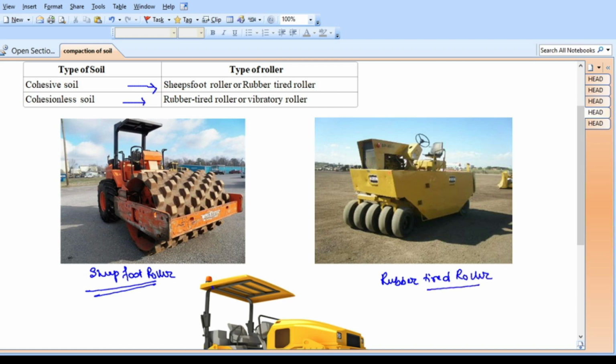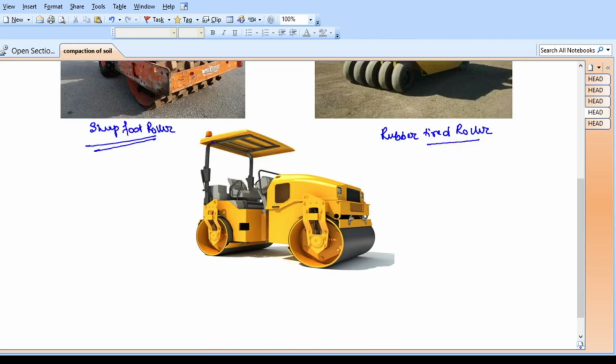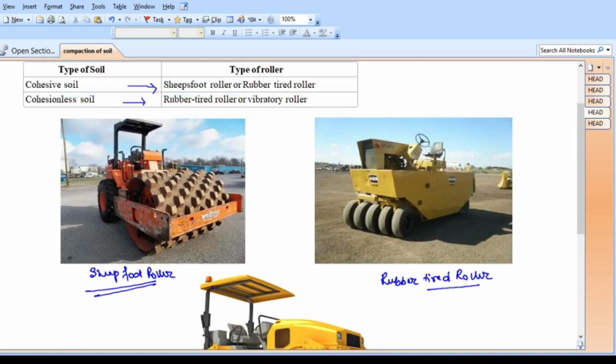And the third one that you can see here is a vibratory roller, which you have generally seen in road compaction while making roads. You'll find this equipment very common. If the question comes about the most suitable equipment for compacting cohesionless soil, you will answer vibratory roller, because this is the most suitable one out of all. And the most suitable one for cohesive soil is the sheep foot roller. These two questions are very common.